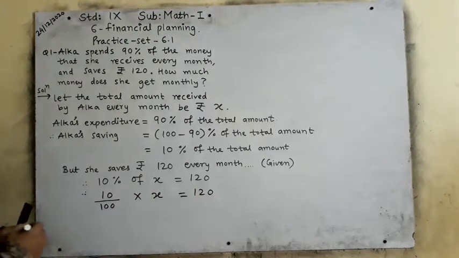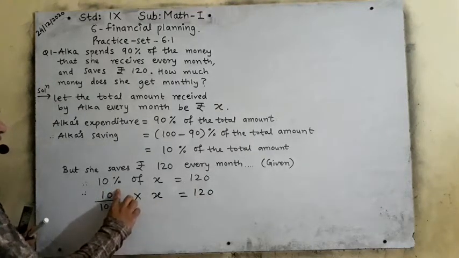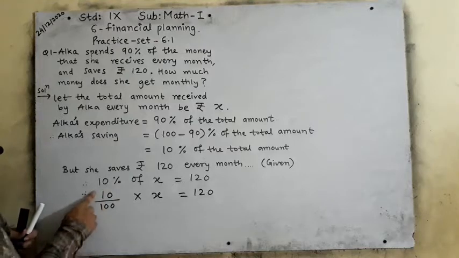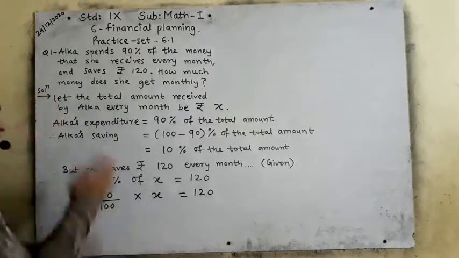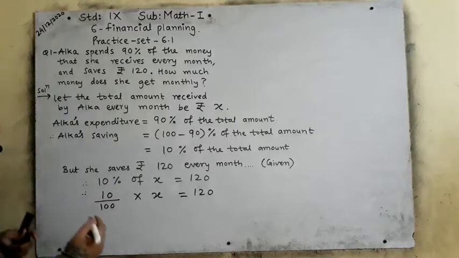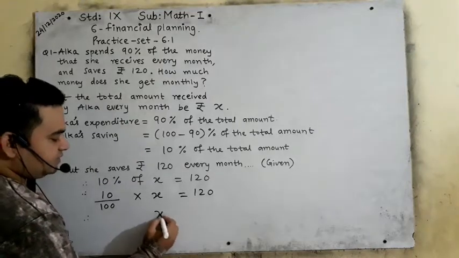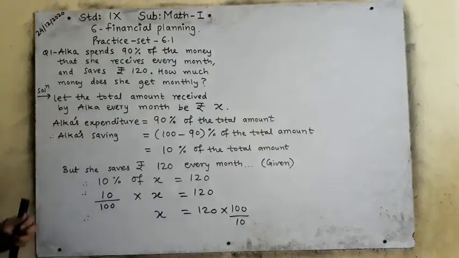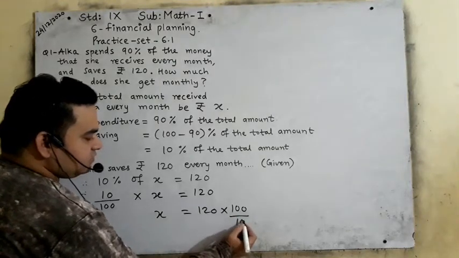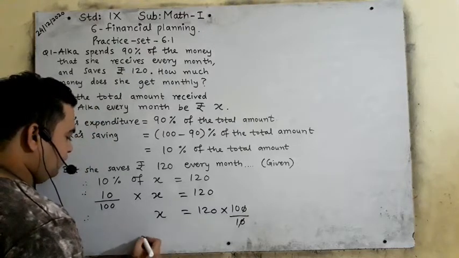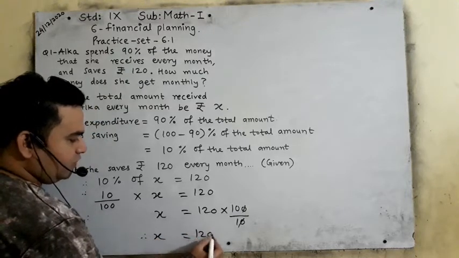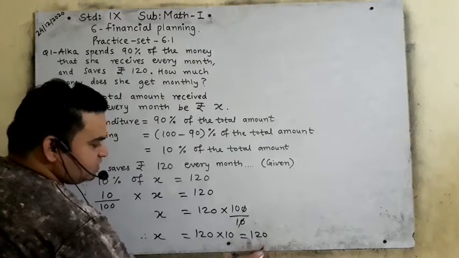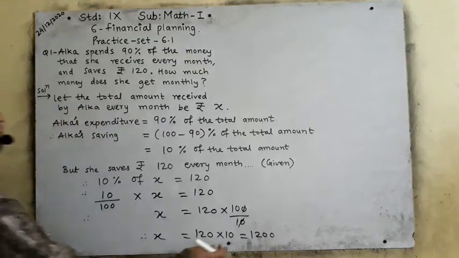Now what we have learned: whatever is along with the variable will go to the other side. So what is next to the variable x? 10 upon 100. This 10 upon 100 will go to the right hand side, so it becomes the reciprocal, 100 upon 10. Therefore x is equal to 120 multiplied by 100 upon 10. Now we will cancel some zeros. 1 0 and 1 0 get cancelled. So x is equal to 120 multiplied by 10, which is 120, and this 10 has one 0, so we add one 0. So x is equal to 1200.